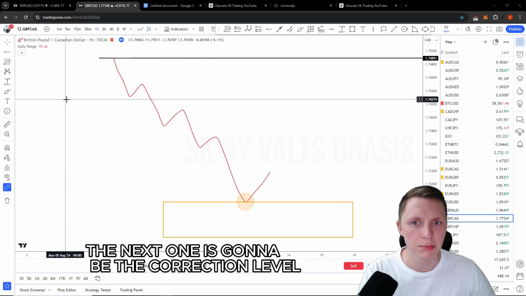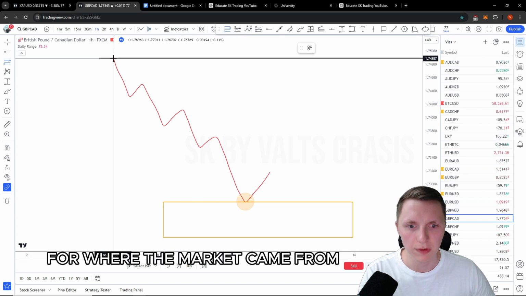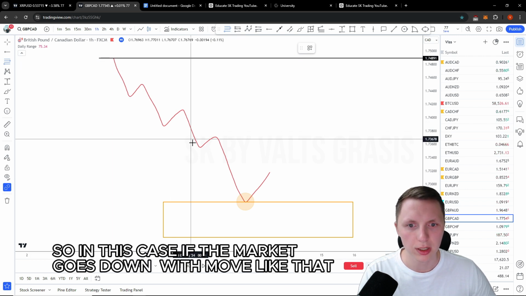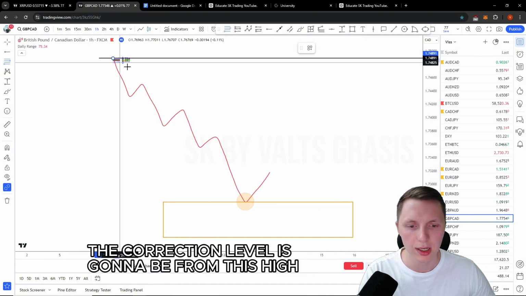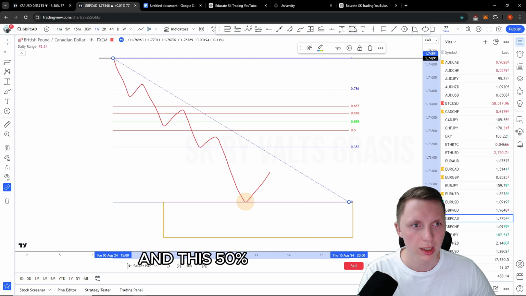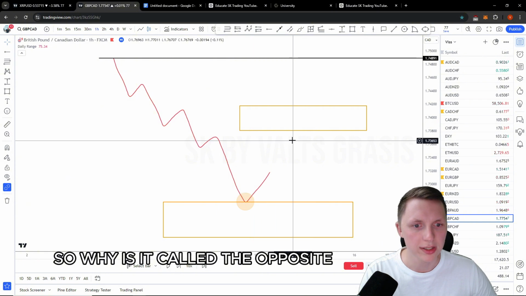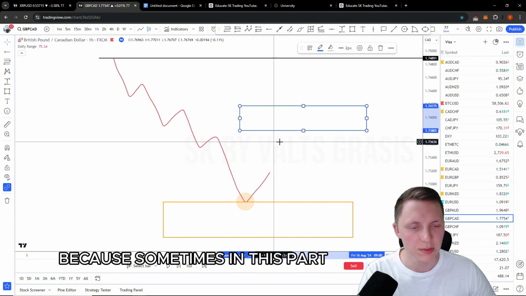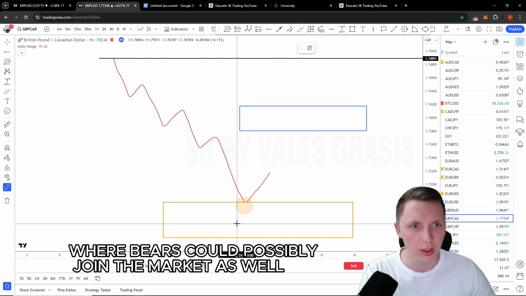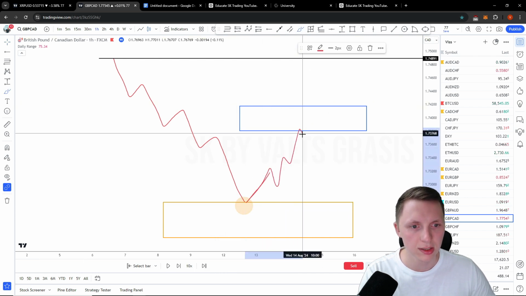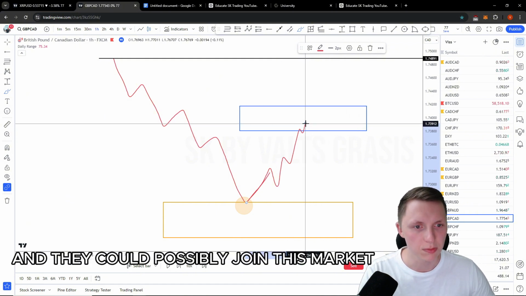Next one is gonna be the opposite correction level. The opposite correction level means the opposite correction level from where the market came from. So in this case, if the market goes down with a move like that, the opposite correction level is gonna be from this high all the way to this low. And this 50% would represent the opposite correction level. So why is it called the opposite? Because sometimes in this part, that's when the market could turn around, where bears could possibly join the market as well. So if the market would do this, it would represent an interesting area for the bears, and they could possibly join this market.